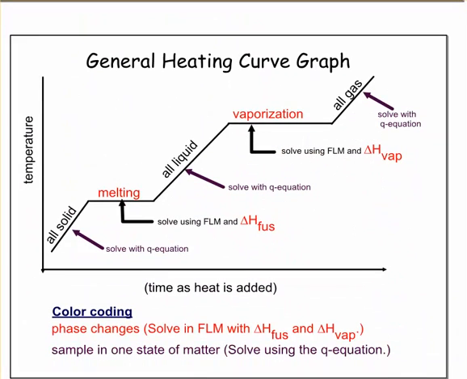Take a second and look this over. Notice that the different parts of the heating curve are solved using slightly different equations. When we're within a phase, here, here, and here, we're going to use that Q equals mc delta T equation. When we're in a phase change, we'll use some unit conversions, or factor label method, and delta H of fusion, or some unit conversions, or factor label method, and delta H of vaporization. Take a second and look this chart over. Make sure you appreciate the different steps that are involved.